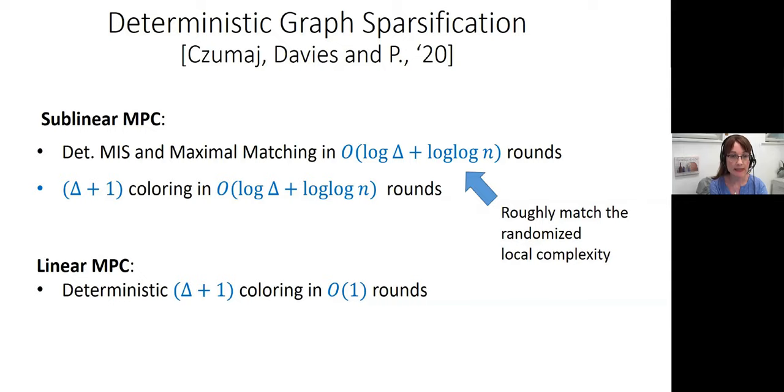For the sublinear MPC setting, it will give us deterministic MIS and maximal matching in time which essentially matches the randomized local complexity of the problem, which is log delta plus some log n term, okay? And we'll also have delta plus one coloring in time that we are still unhappy about, but it's log delta plus log n. It will also give us a quite surprisingly simple algorithm to solve delta plus one coloring in constant rounds in the linear MPC setting, okay? So this will be the highlight of what I'll try to convey from that point on.